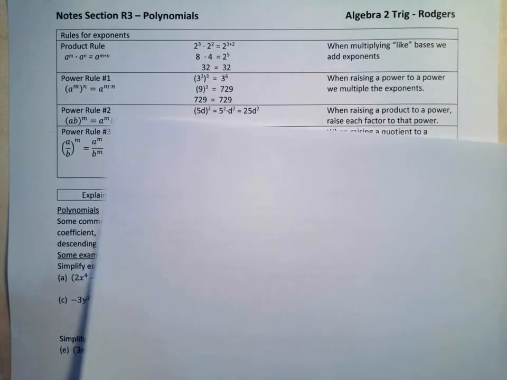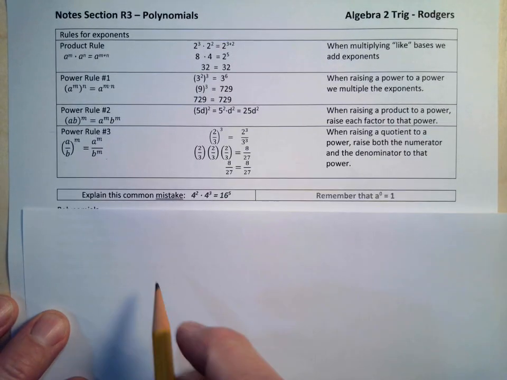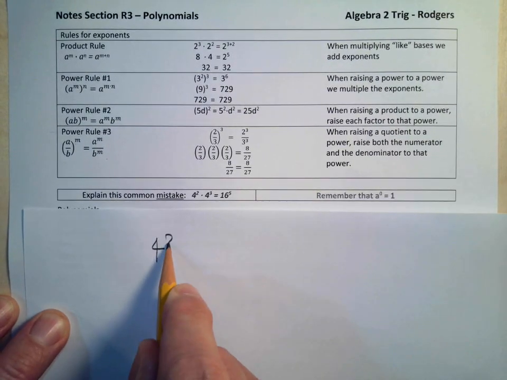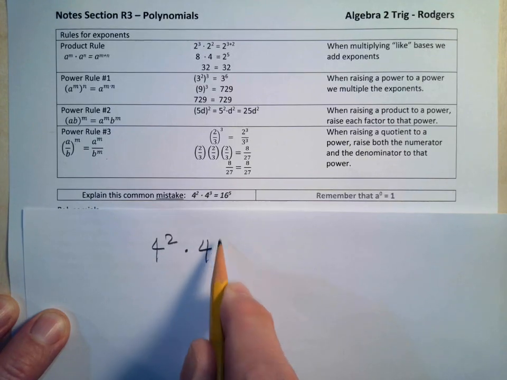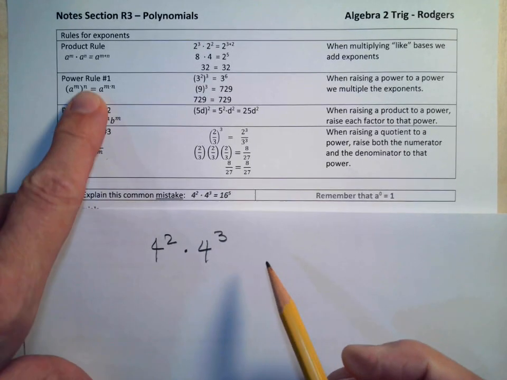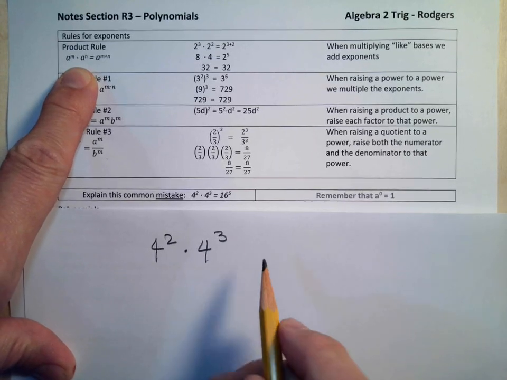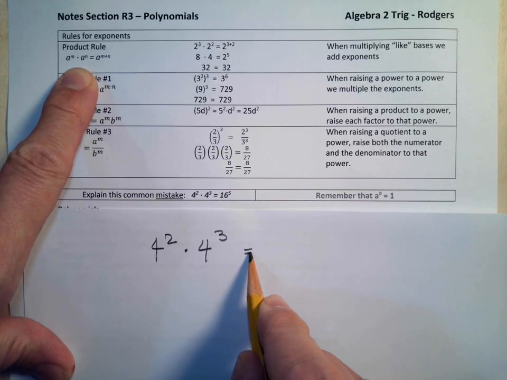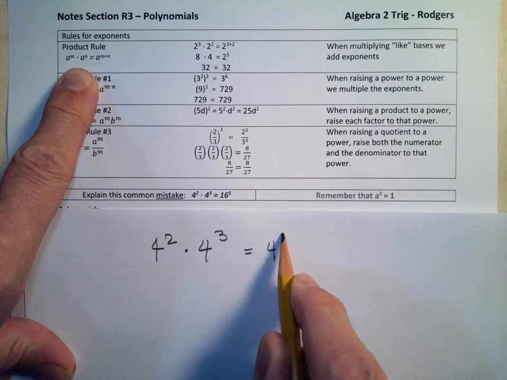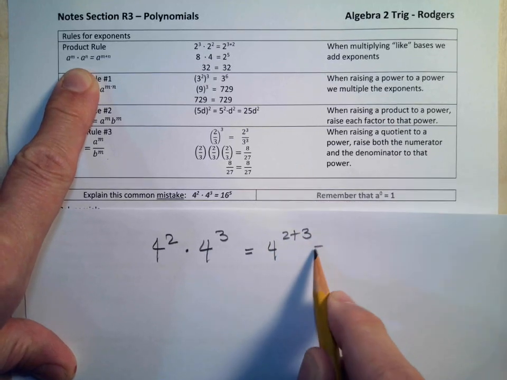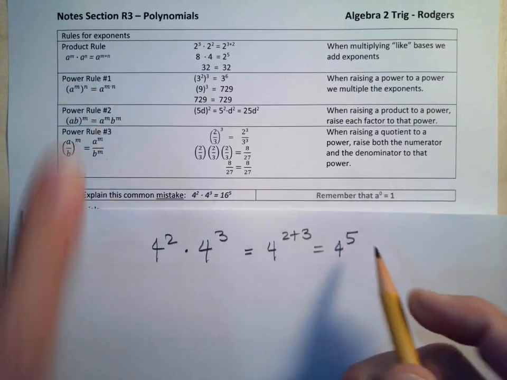A common mistake. Let me rewrite this kind of bigger. So I have 4 squared times 4 cubed. Now we know the product rule up here says the bases are the same. I'm multiplying those bases, so I would add the exponents. So this is going to be 4 to the 2 plus 3, or 4 to the 5.